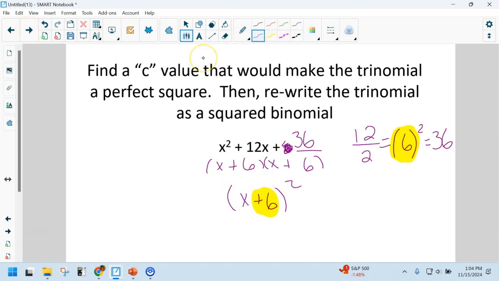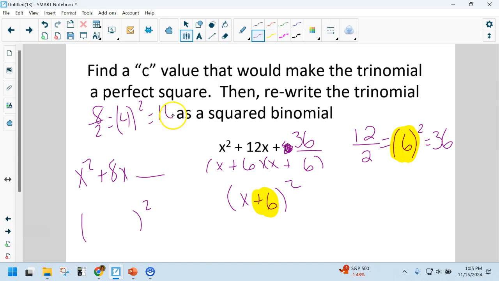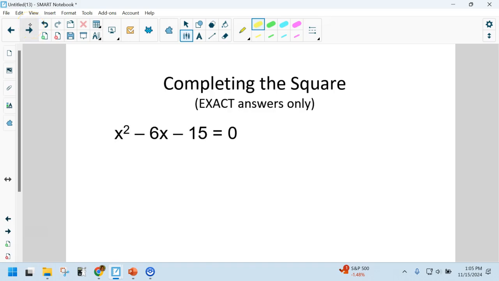If I made up a new problem and I said, hey, what could I put at the end and what would this factor into? I could say, well, half of 8 is 4, and 4 squared is 16. The 16 is what we would put at the end, and then this value here of 4, that's what's going to go in the parentheses down here. So this value at the top matches this value right here. Okay, so we'll see that as we go here.